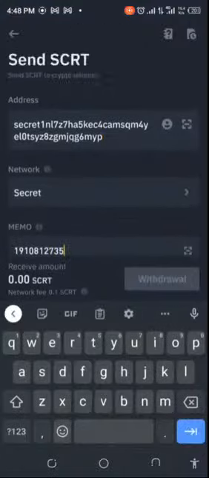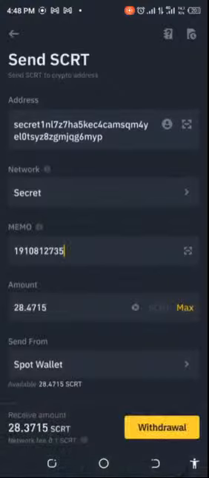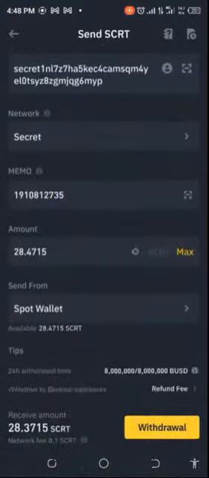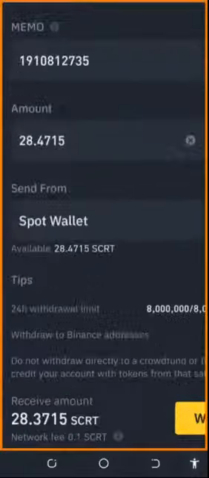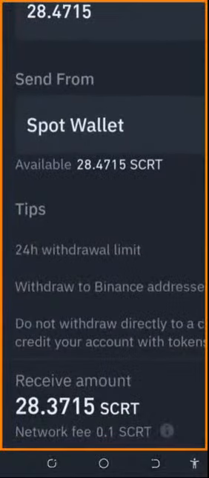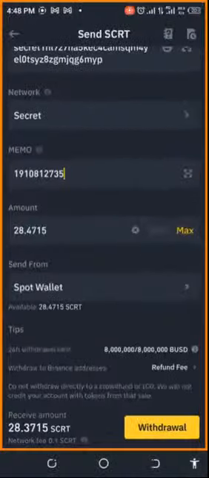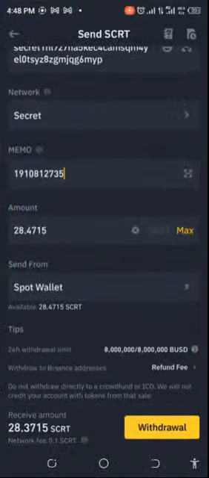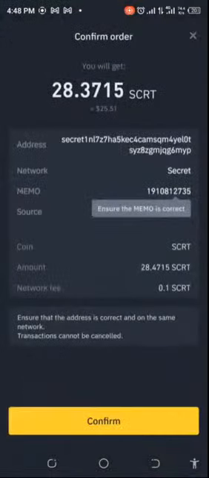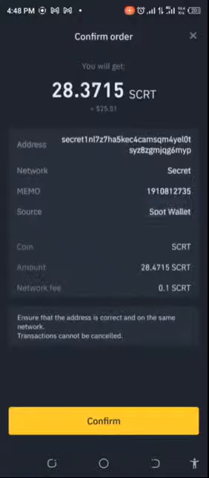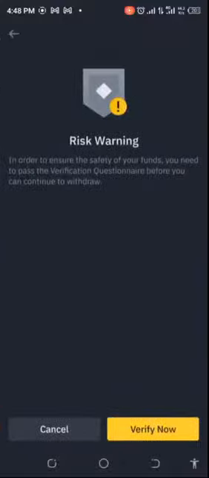Okay, so now we're gonna take up everything that we have here, and you can see what we have there. The transfer fee is 0.1 SCRT, which is like 8 cents, which is still on the safe side. It's okay. So we're just gonna go ahead and withdraw. Okay, it's telling me to do my verifications and to confirm whether I want to withdraw this. Okay, I'll do that and then we'll be back.